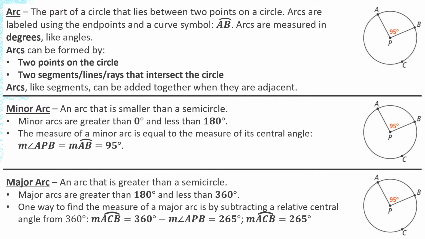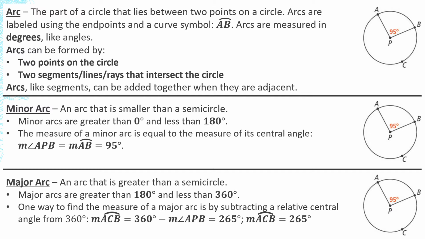The major arc, well, that's at the other end. One way to think about it is angles that are acute and obtuse, in a sense. Acute angles are less than 90 but greater than 0, while obtuse angles are greater than 90 and less than 180. This is kind of like that. Minor arcs are greater than 0 and less than 180. Major arcs are greater than 180 and less than 360. So that's how you can tell them apart.